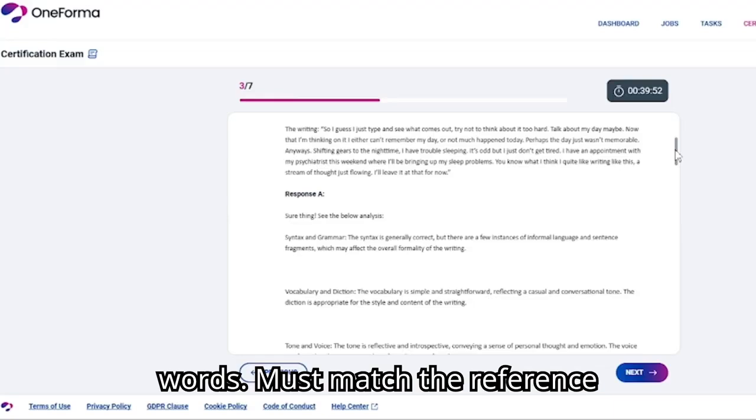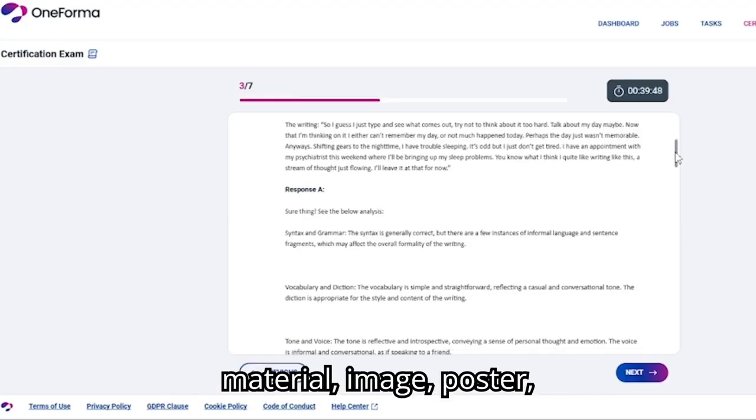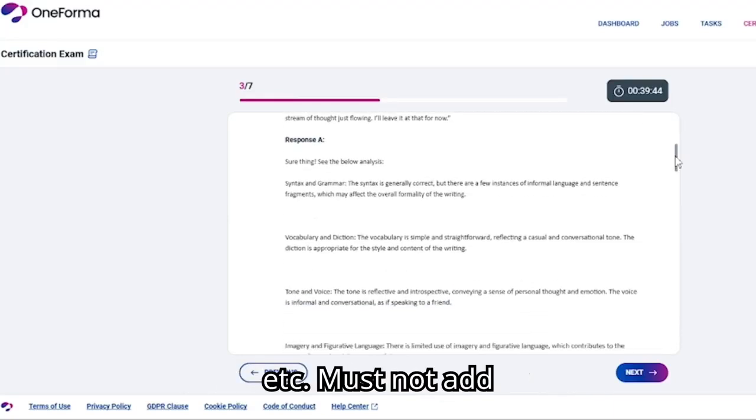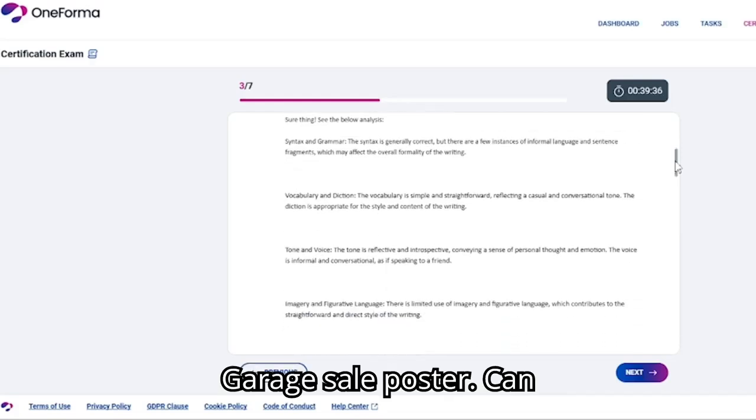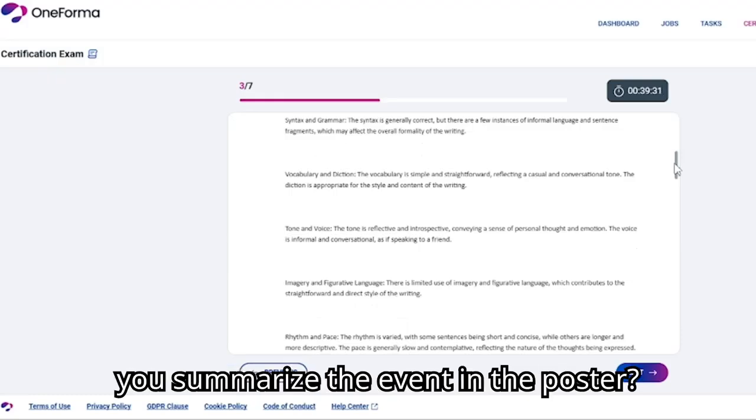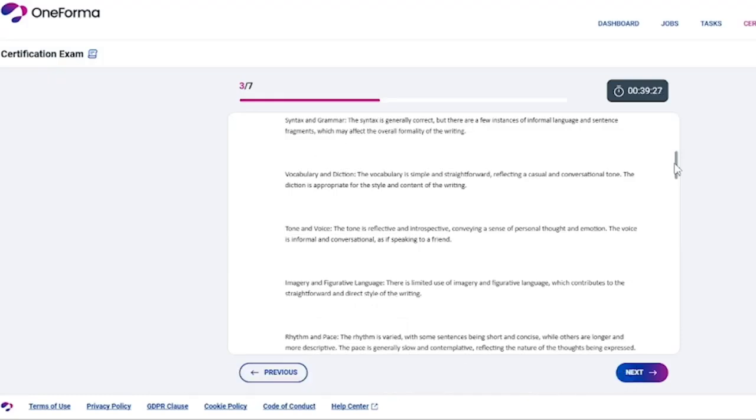Must match the reference material, image, poster, etc. Must not add extra info. Example, garage sale poster. Prompt, can you summarize the event in the poster?